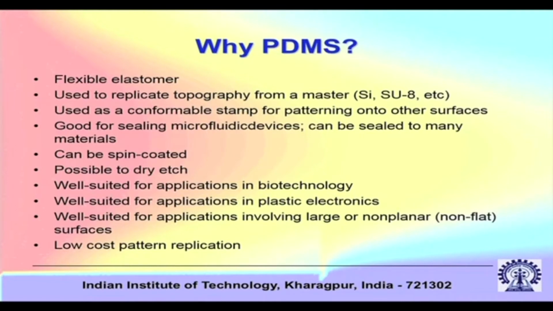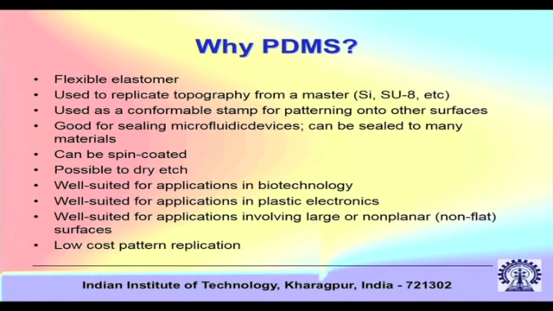It is a flexible elastomer, it can be used to replicate topography from a master, it can be used as a conformable stamp for patterning onto other substrates, it is good for sealing microfluidic devices, it can be sealed to many materials, it can be spin coated, and it is possible to dry etch. It is very well suited for applications in biotechnology, in plastic electronics, and for applications involving large or non-planar surfaces, and it is a low cost pattern replication process.